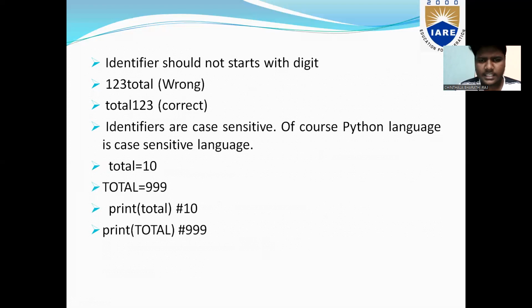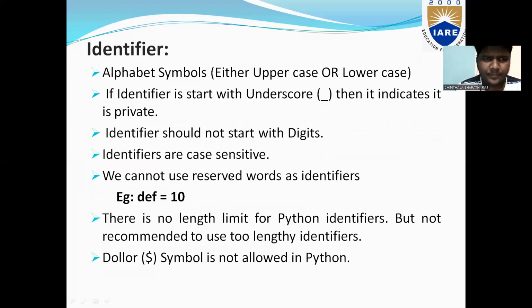Identifiers are case sensitive. Of course, Python language is a case sensitive language. total = 10. If we print total, we will get 10. If we print capital Total, we will get 999 because Python is a case sensitive language. Now, alphabet symbols either uppercase or lowercase.